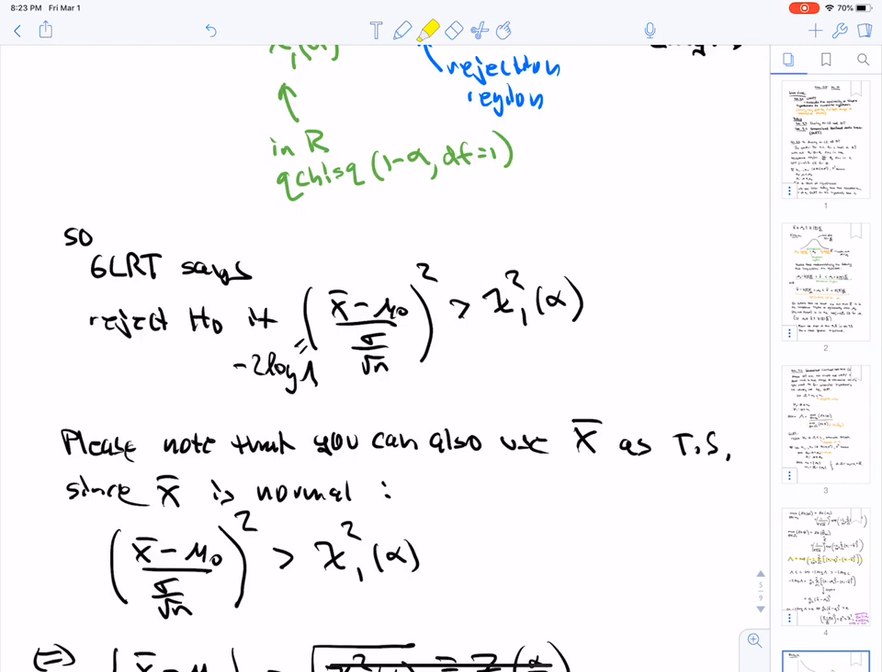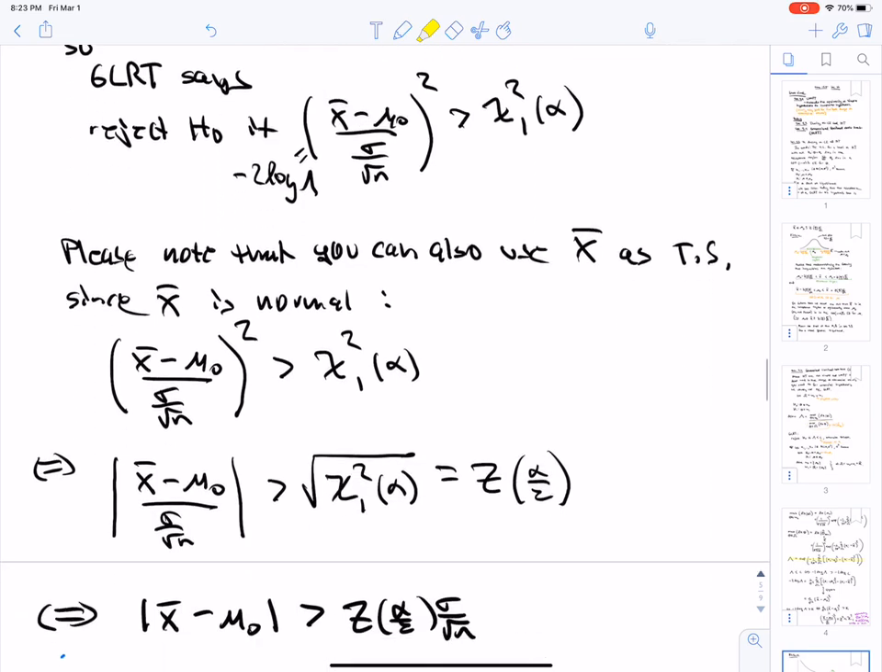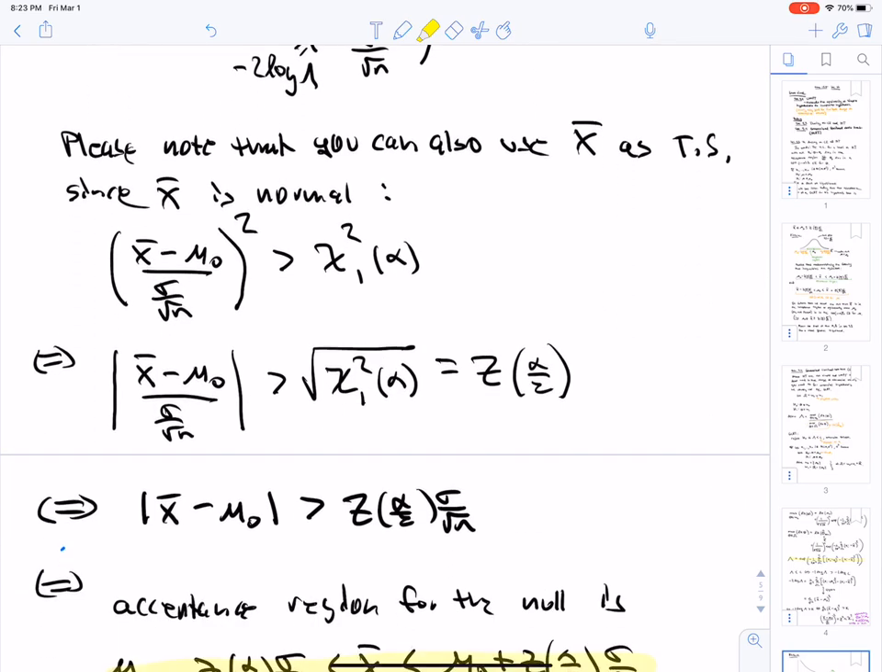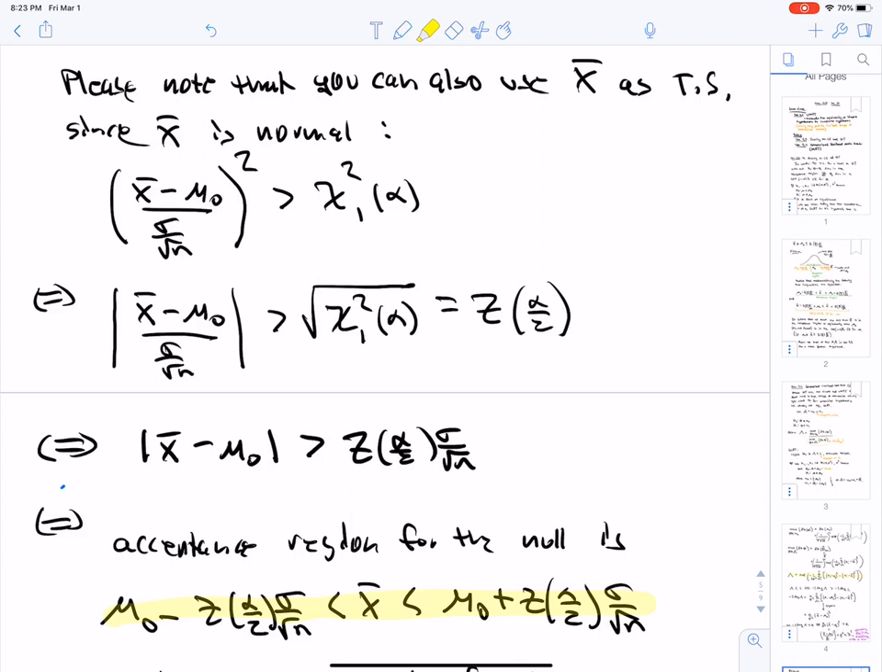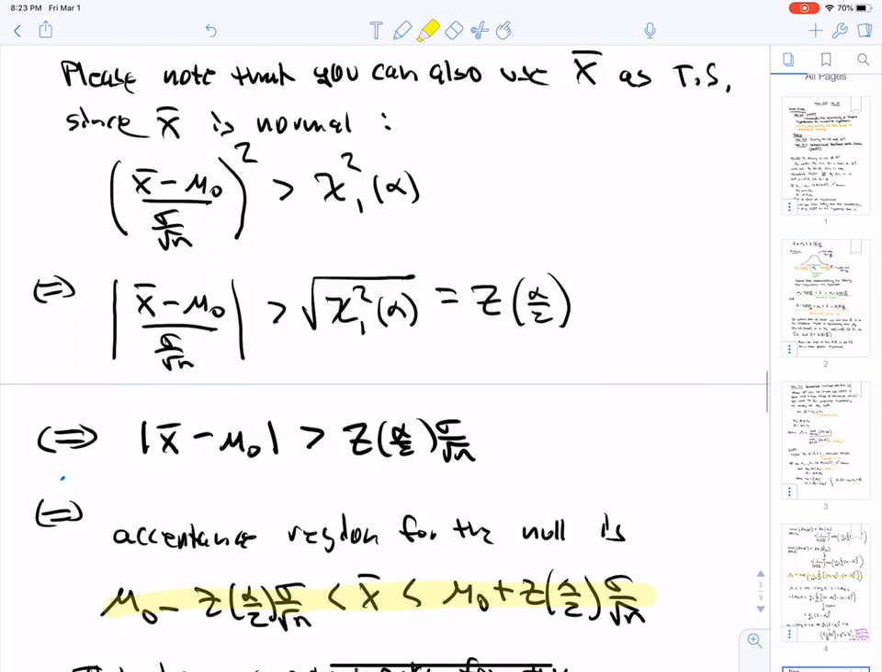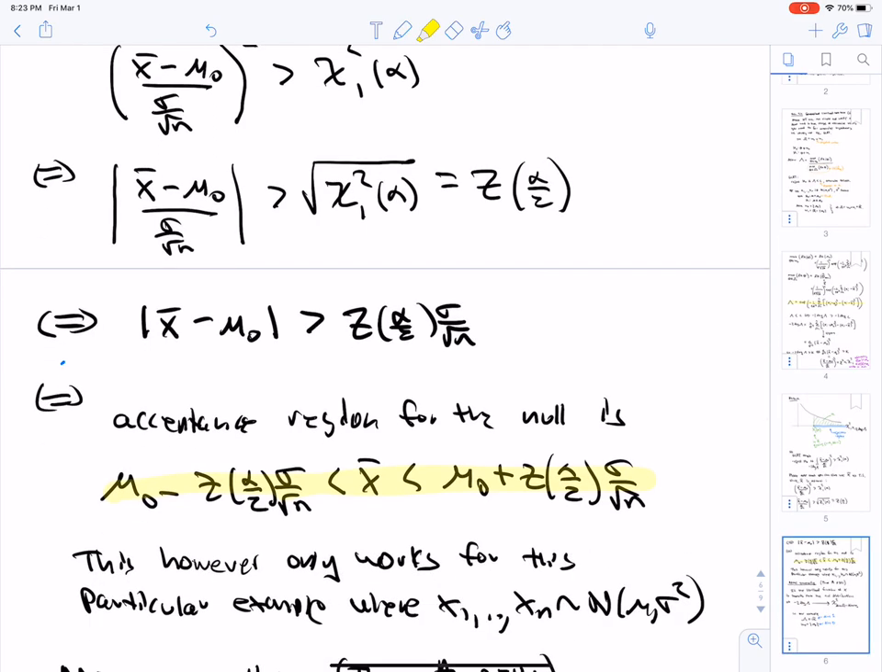So note that you can also use x bar as a test statistic, since x bar is normal, and so we know the distribution of x bar. And you can see very easily that we're going to get exactly the same test. So you can just take the square root of both sides, and you get that the absolute value of x bar minus mu 0 is greater than z alpha over 2 times sigma over square root of n. So the acceptance region is the highlighted equation here. It's just what we had above.